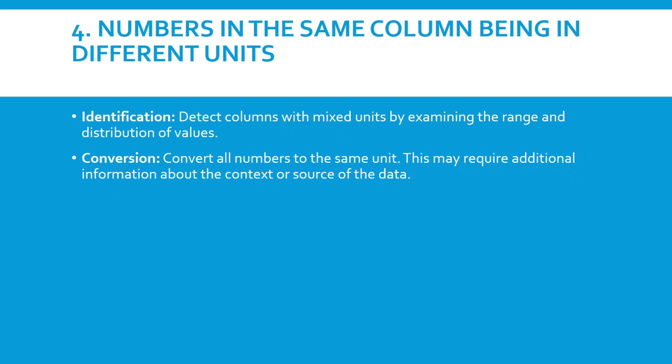Right. Fourth messiness, numbers in the same column being in different units. So detect the column with mixed units by a range value finding method or distribution value plotting. If you plot the distribution of the values, you can easily identify that different units are used, because they take different range values. And we can apply a uniform unit conversion procedure to rectify it.